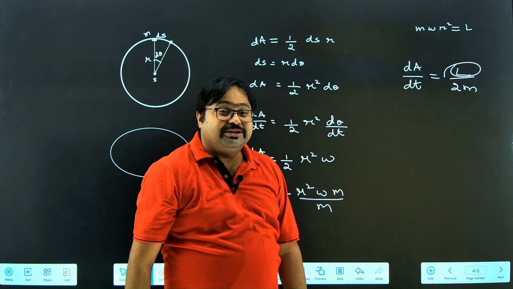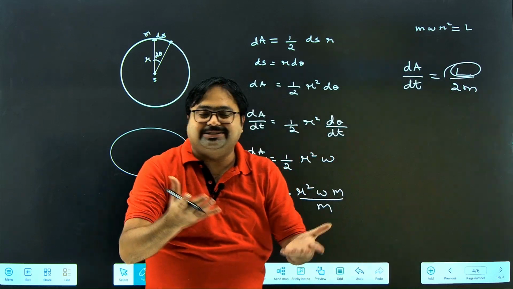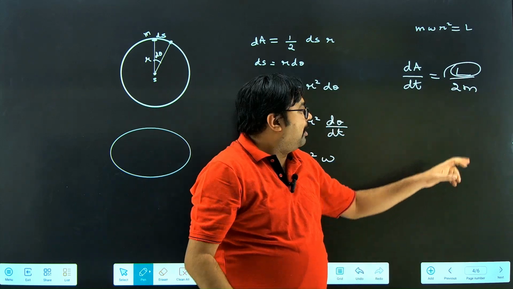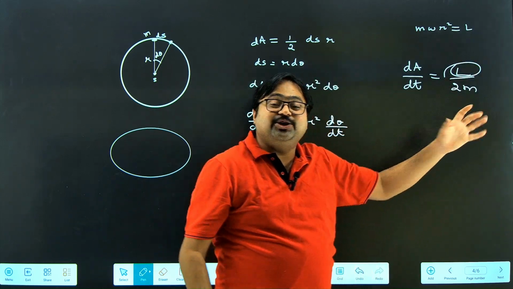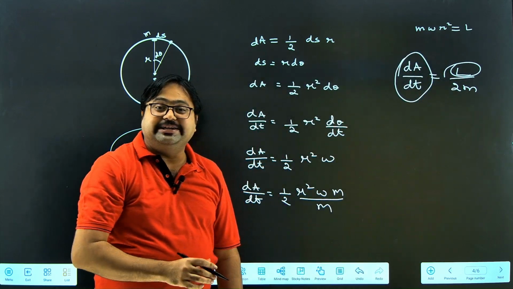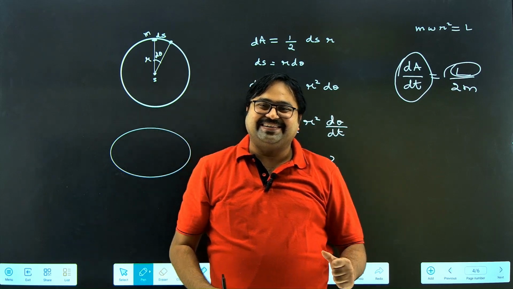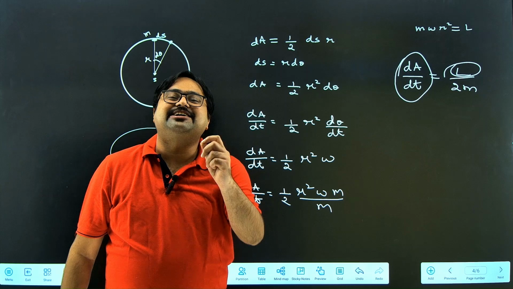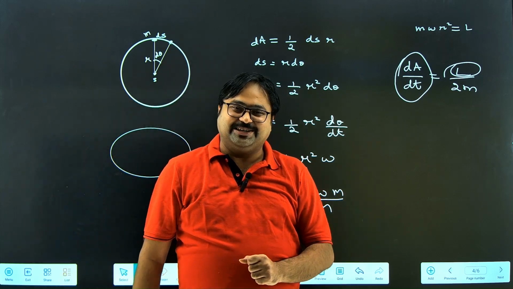If the angular momentum remains the same, the mass of the planet certainly is not going to change out of the blue. It wouldn't pop up to be something else. So this ratio will remain a constant. So areal velocity, which is dA by dt, will remain a constant. Now this is a realization. This is essentially conservation of angular momentum, my dear friends.